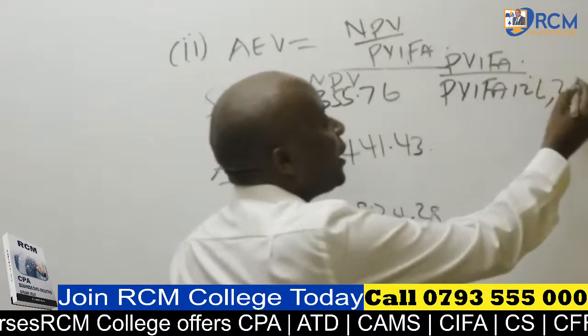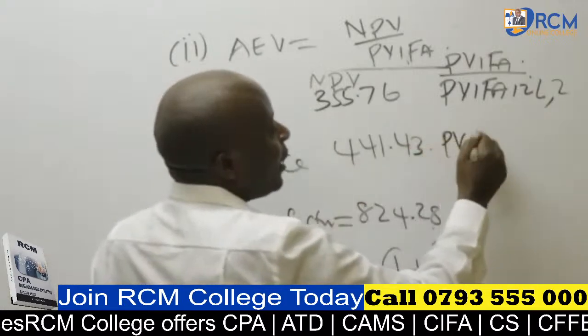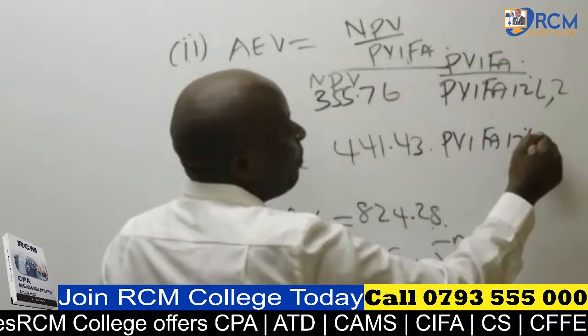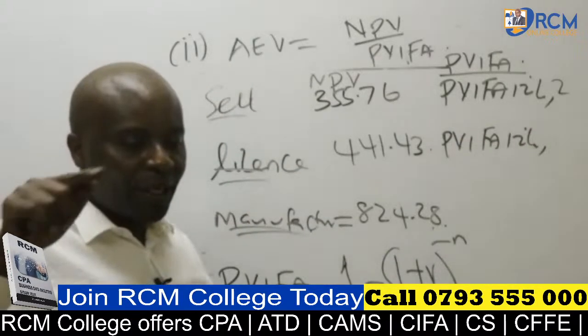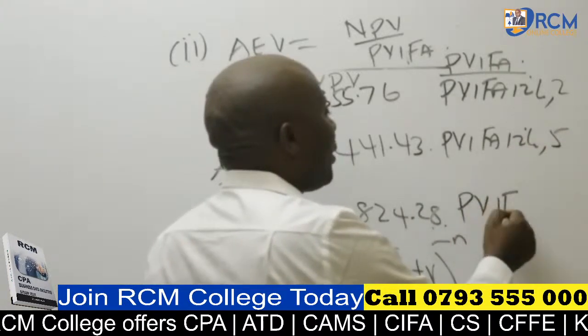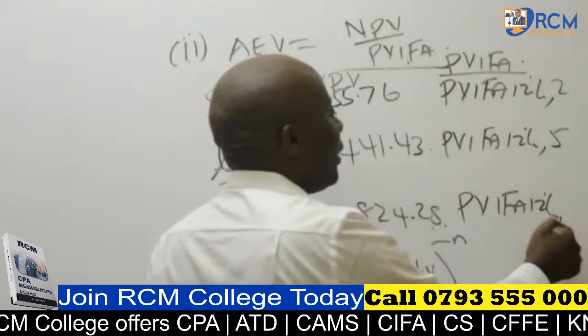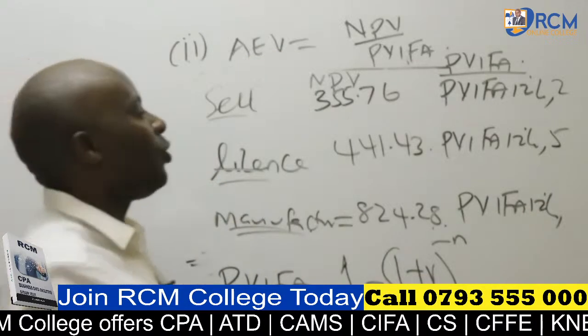Nimeambiwa ni 2 years. Thank you very much. How about license? Itakuwa ni PV-FA. 12% is common. Please go to license option and count the number of years for us. Year 1 to year 5. Thank you very much. Hii itakuwa ni PV-FA. 12% is common. For how many years? 6 years. Thank you very much.